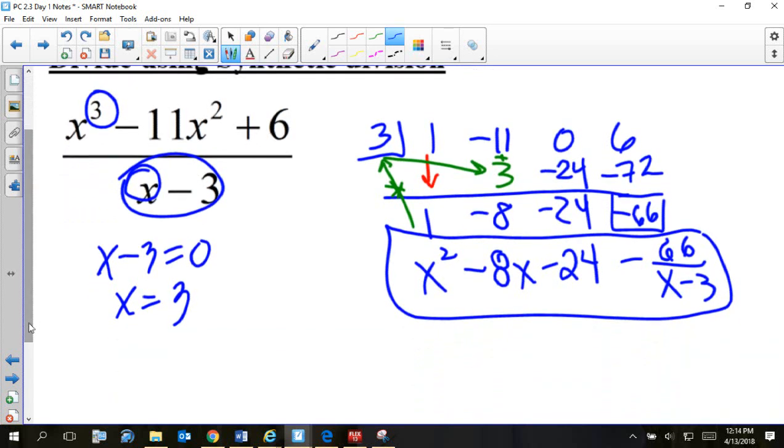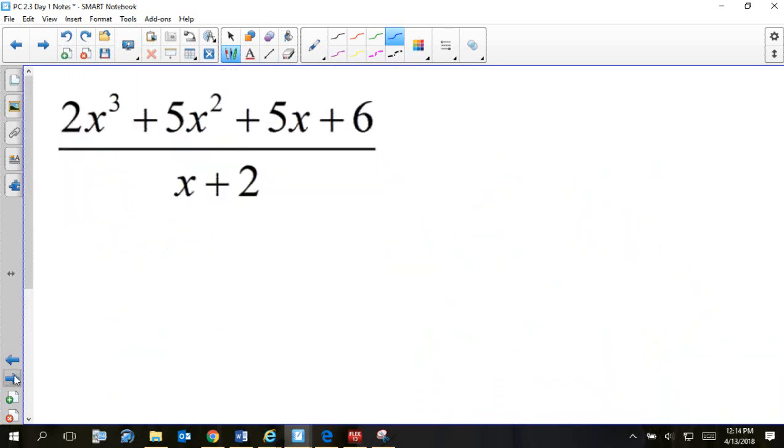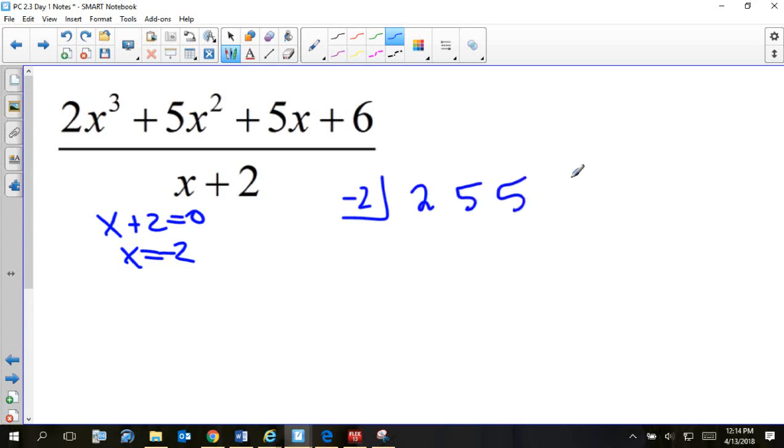All right, let's try it again. X plus 2 equals 0. X is negative 2. That's what I'm putting in the little box. And I'm going to take all the coefficients for the top: 2, 5, 5, 6. Have a space. Draw a line. Bring down the first coefficient.